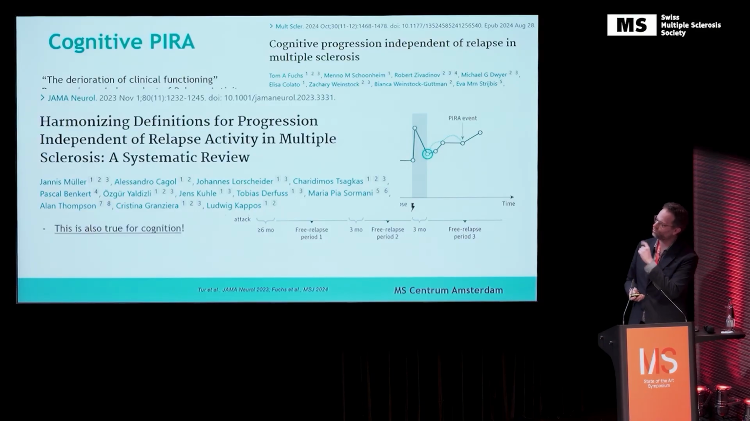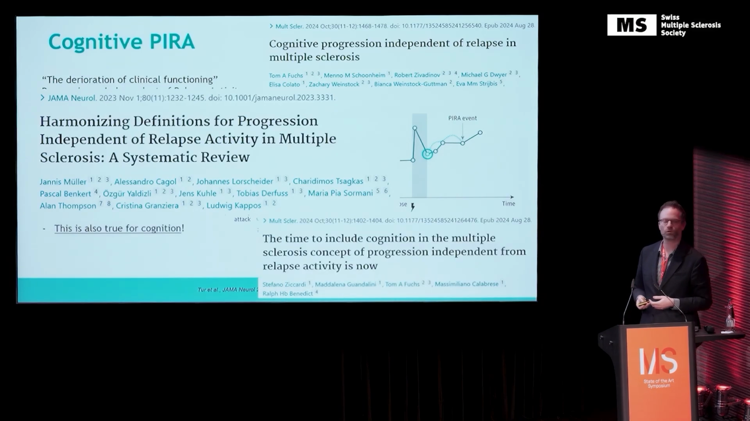So this means, and this is also a study from Switzerland actually, that we need to harmonize these definitions across the PIRA spectrum. Not only for physical disability, in terms of which window of EDSS progression should we look at, how many months should someone not have a clinical relapse, but the same also holds for cognition. How do we quantify cognitive PIRA? What is the role of the SDMT, but also especially non-processing speed tests? That we don't know yet.